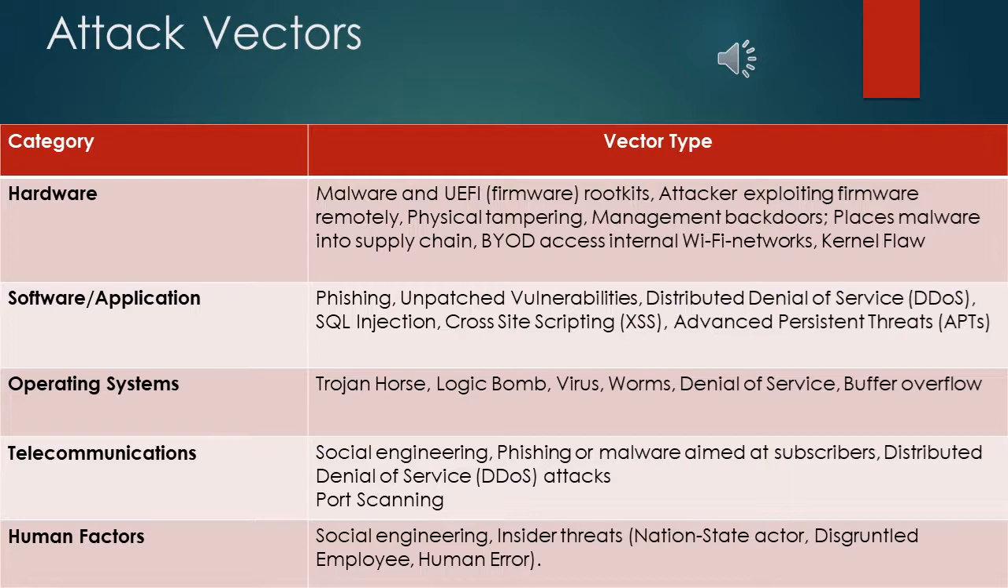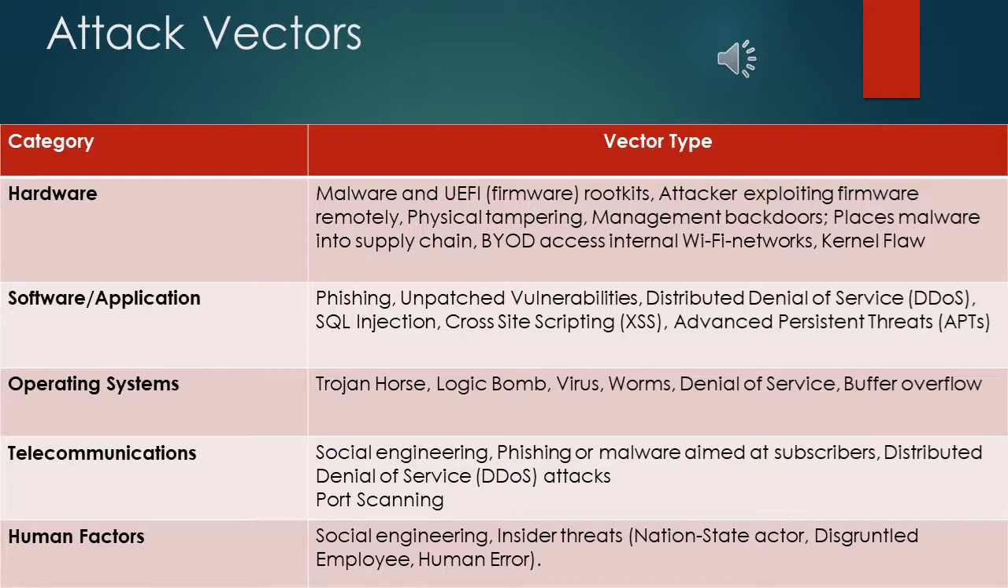The software application attack vector type includes phishing, unpatched vulnerabilities in the system, distributed denial of service, SQL injection, cross-site scripting, and advanced persistent threats that cause disruption. The operating system includes Trojan horses, logic bombs, viruses, worms, denial of service, and buffer overflow.